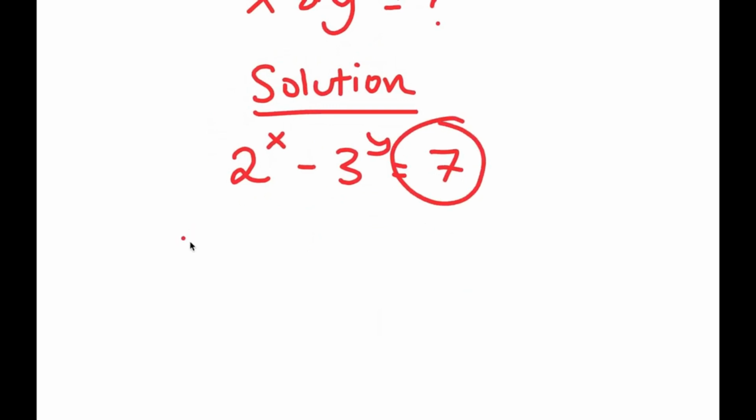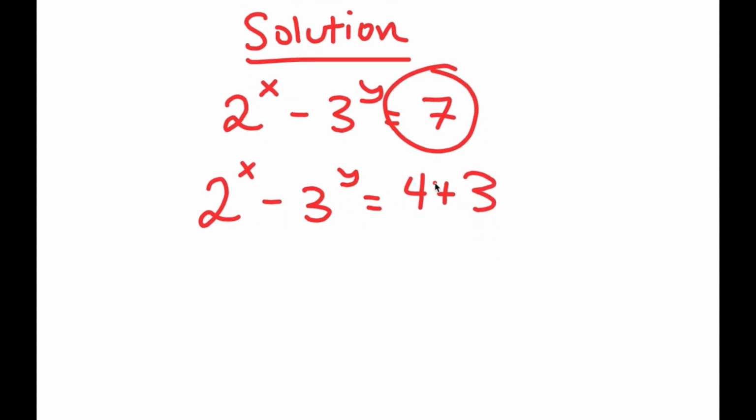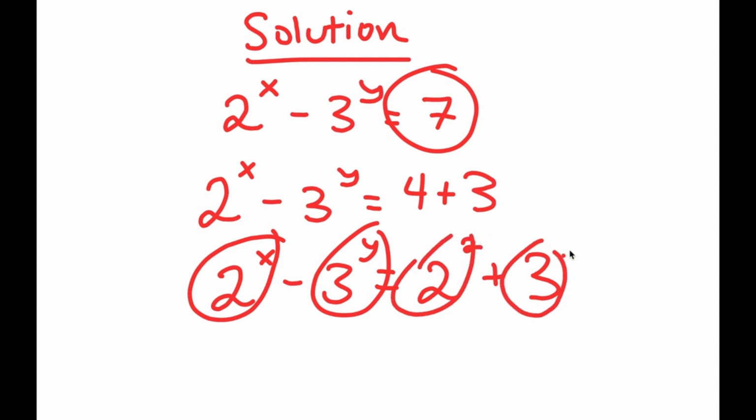I'm going to rewrite 7 as 4 plus 3. So now I have 2 to the power of x minus 3 to the power of y is equal to 4 plus 3. And the reason I did this was because 4 is the same thing as 2 squared. So now I get 2 squared plus 3. And notice how I have something in the form 2 to the power of a number minus 3 to the power of a number is equal to 2 to the power of a number, and I also have 3 to the power of 1.